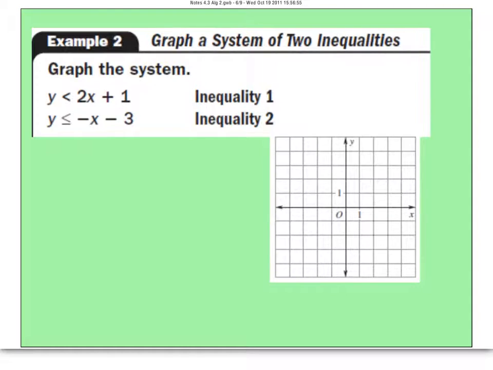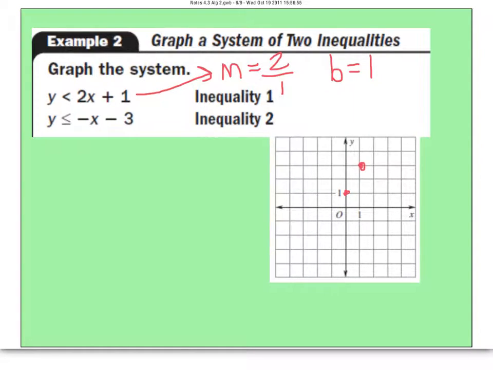I'm going to first graph this first inequality of a line. It's already in y equals mx plus b form. Remember, m is in front of the x, and it's 2. That's slope, which is rise over run. So the run here must be a 1, and the y-intercept is 1. So let's plot the y-intercept of 1. From there, I'm going to move up 2, to the right 1.